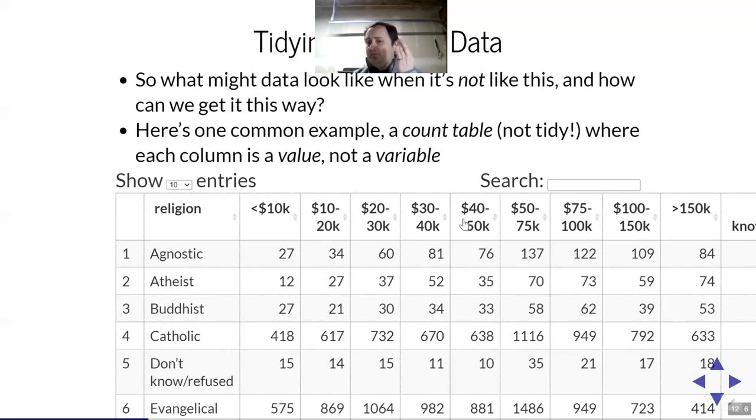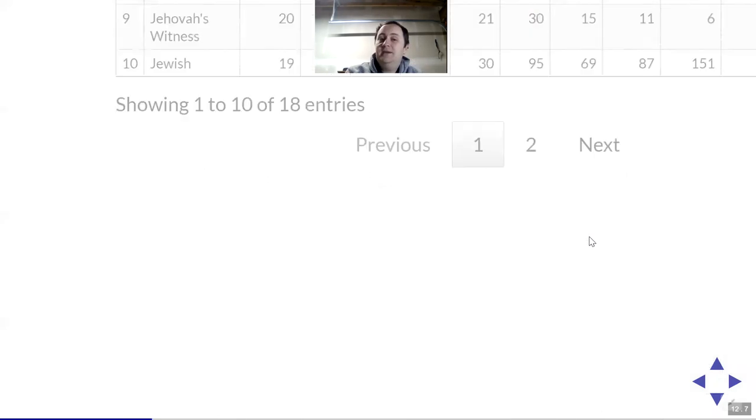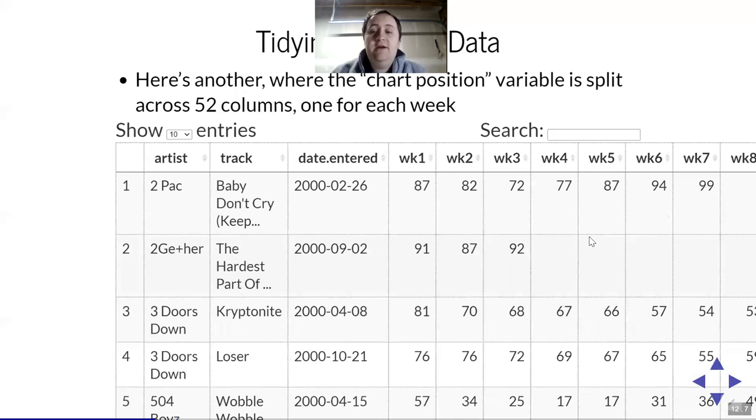And then second, is each observation in its own row? No. So here we have all the agnostics together in each thing right here. So this is not an example of tidy data. We might want to tidy it. How can we do that? Here's another example of some non-tidy data. This is what's called data in the wide format, where we have some information on Billboard chart position for certain songs.